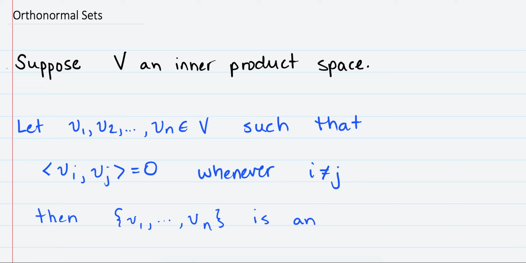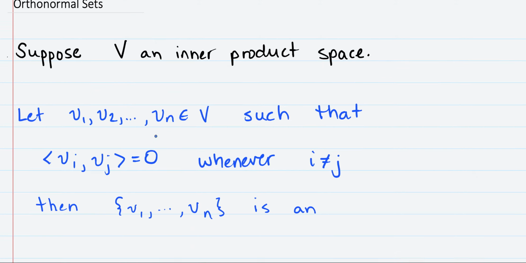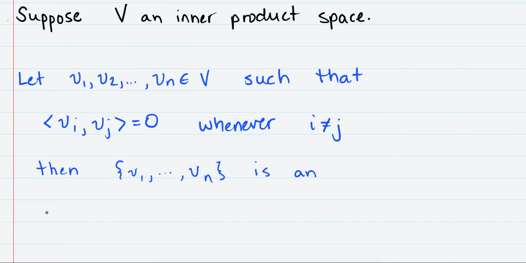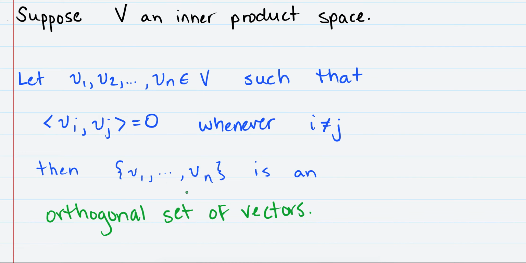Suppose V is an inner product space, and suppose V1, V2 to Vn are vectors in that inner product space, such that whenever I take the inner product of Vi with Vj, I get 0, whenever i is not equal to j. Then the set of vectors V1 through Vn is called an orthogonal set of vectors. And you can see that every pair of vectors in the set is orthogonal.